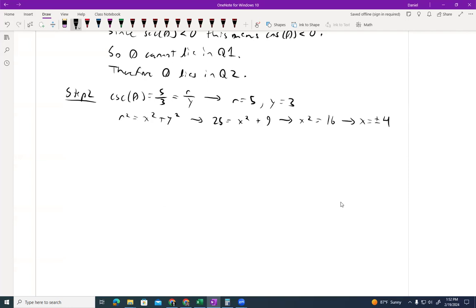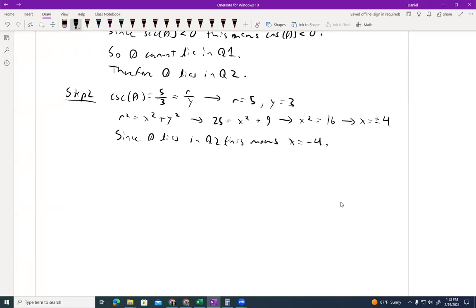So out of those two options, let's see which one it is, since theta lies in quadrant 2. Remember this point x, y has to lie on the terminal side of theta. So since theta lies in quadrant 2, that means this point x, y has to lie in quadrant 2, which means that x has to be negative. So this means x is -4. All right, so now I have that.